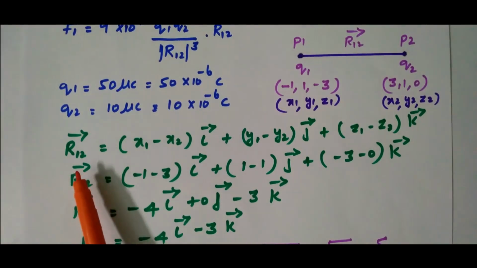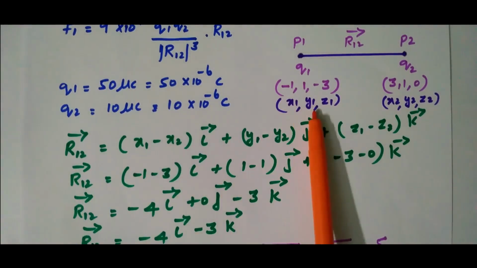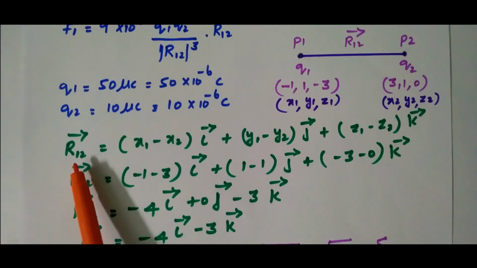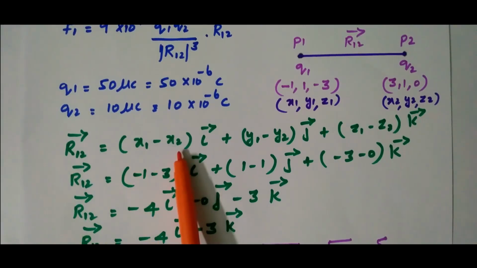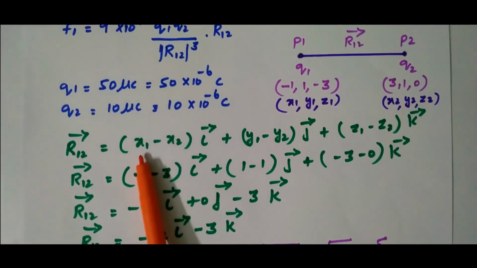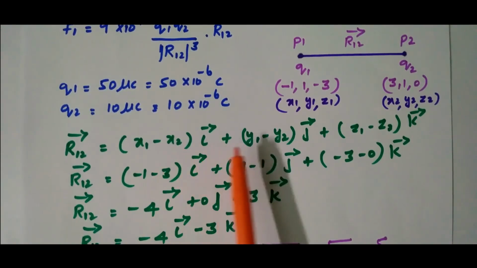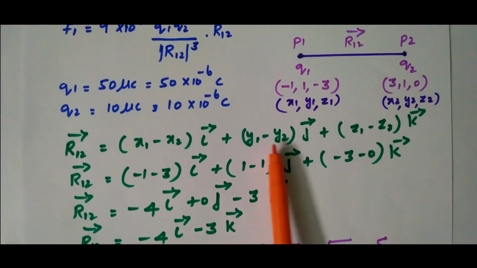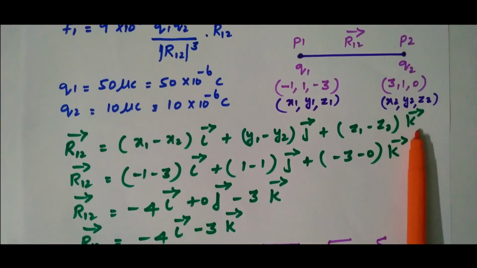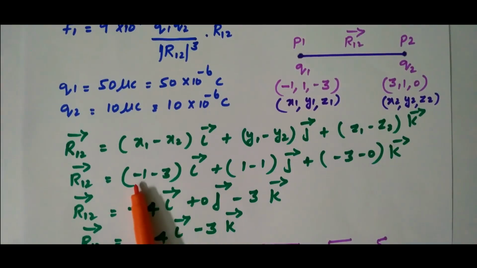Distance between the 2 points, very easy. Here we have x1, y1, z1 and x2, y2, z2. So the r12 vector can be calculated as the difference between the distances: x1 minus x2 into i vector, plus y1 minus y2 into j vector, plus z1 minus z2 into k vector. Right, now we can substitute the value.